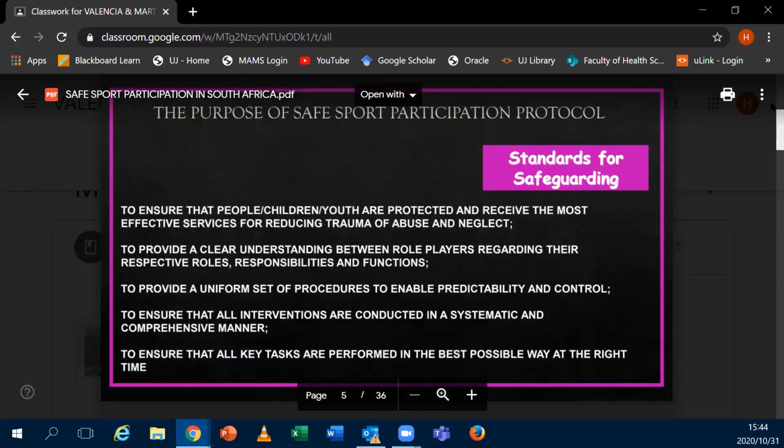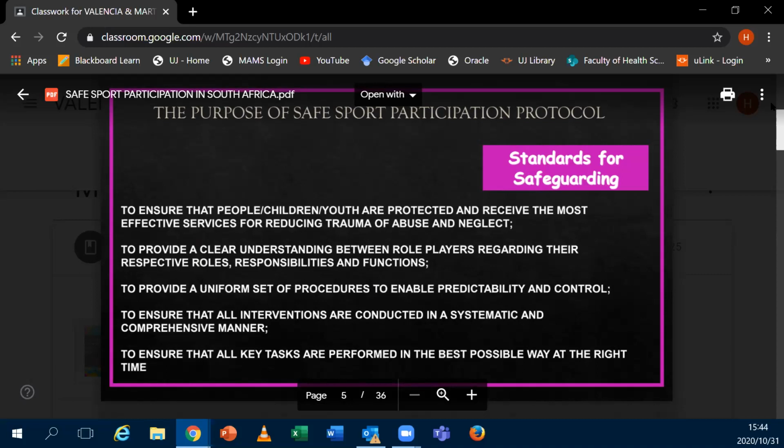So basically the purpose of safe sports and developing protocols is to ensure that your athletes are protected, to provide a very clear understanding between the role players and what their roles are. So what is the role of the federation? What is the role of the coach? And does the athlete understand that those roles and responsibilities are very clear and very delineated? And if anything does happen, does the athlete know who they can go and talk to? And that's also extremely important.